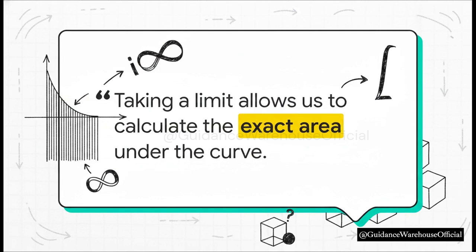And this perfectly leads us to our grand conclusion, beautifully summarized by this quote from our source. Taking a limit allows us to calculate the exact area under the curve. Think about it. If 32 rectangles gave us a great estimate, what happens if we push n to an infinite number of rectangles? The width of each rectangle shrinks to 0, the errors vanish completely, and our Riemann sum transforms into the exact perfect area.